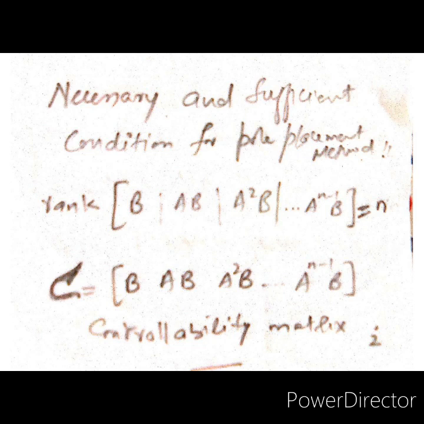And the implementation of the pole placement method requires one necessary and sufficient condition. The condition is that the rank of this matrix shown here, which contains B, AB, A squared B up to A^(n-1) B, should be equal to n. This is called the controllability matrix. This matrix, written with bold C, is called the controllability matrix, and it is equal to B, AB, A squared B up to A^(n-1) B. We have to find this controllability matrix and check its rank. If its rank is equal to n, then we can use the pole placement method, and we can find the values of k1, k2, etc.